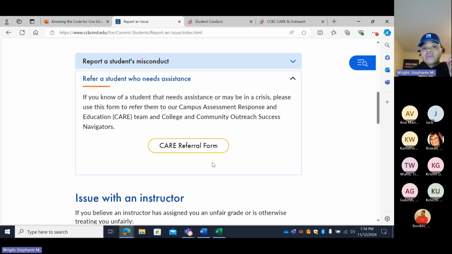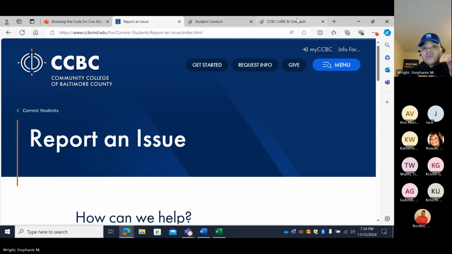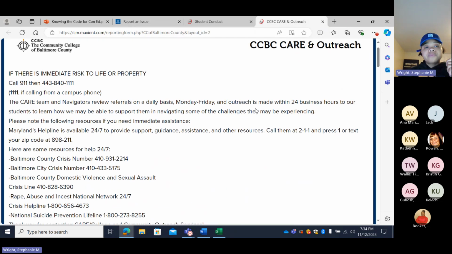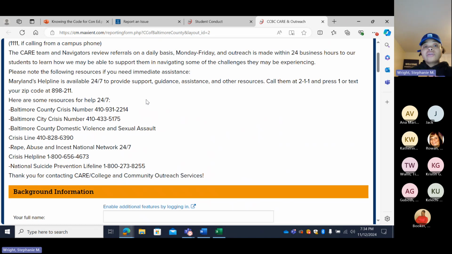And this is also how you get to the care referral form. All right. So back to the care referral form. It gives you some information on the front end of when folks are available in other services.